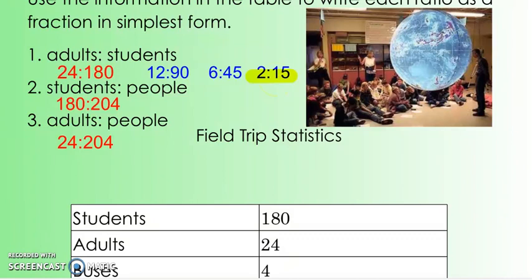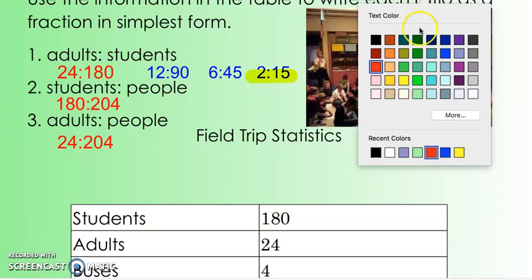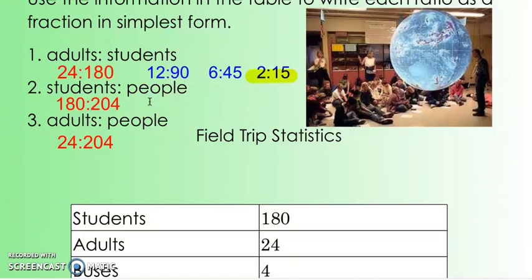How about let's try 180 to 204. What would it be in simplest form? What could we divide it by? Okay, so let's start off with 2. If I divide by 2, I get 90 and 102. And so it looks like we can divide again by 2. So we get 45 and 51.